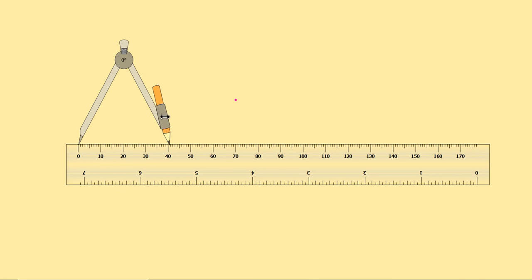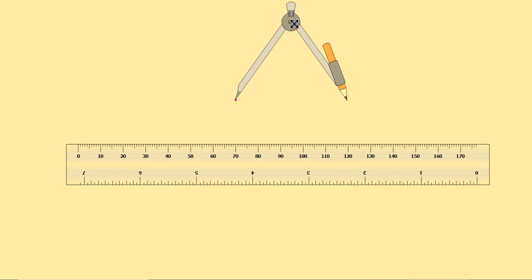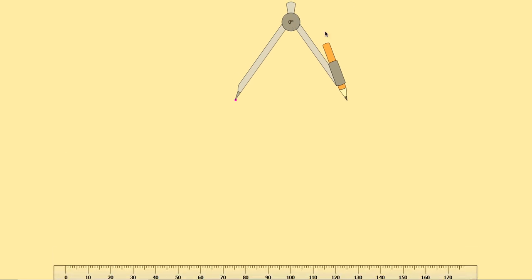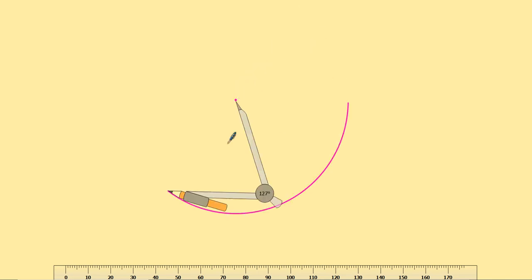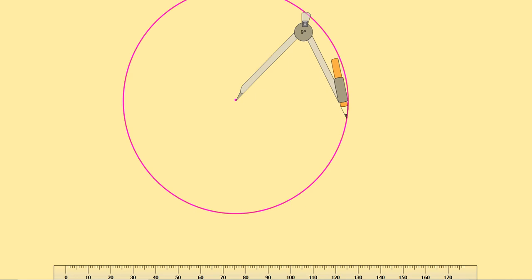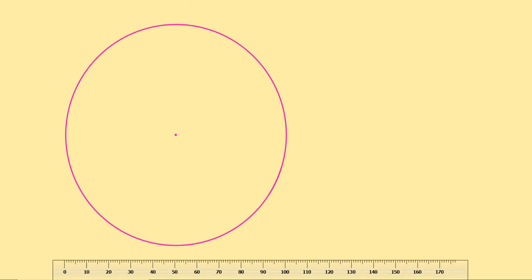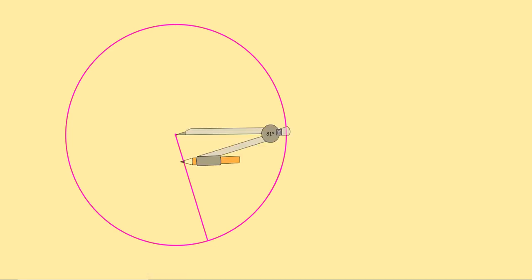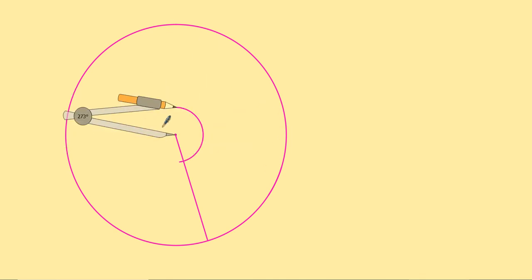Now draw a circle of radius 5 centimeter. Now draw any one of the radius. Now draw another radius making an angle 120 degree. For that, with any radius draw an arc.